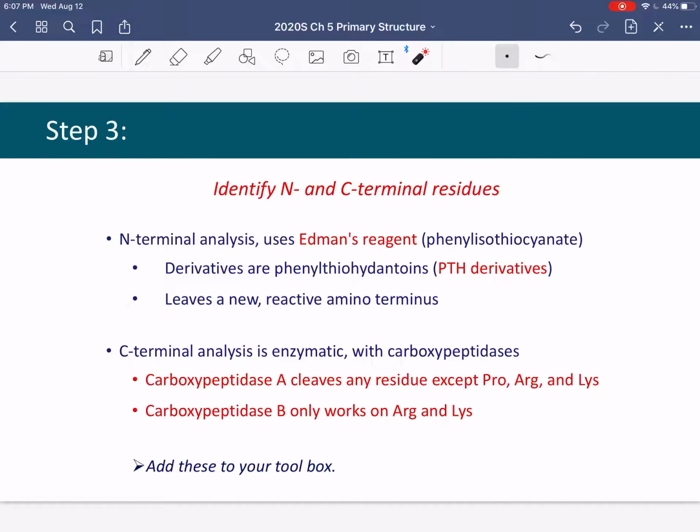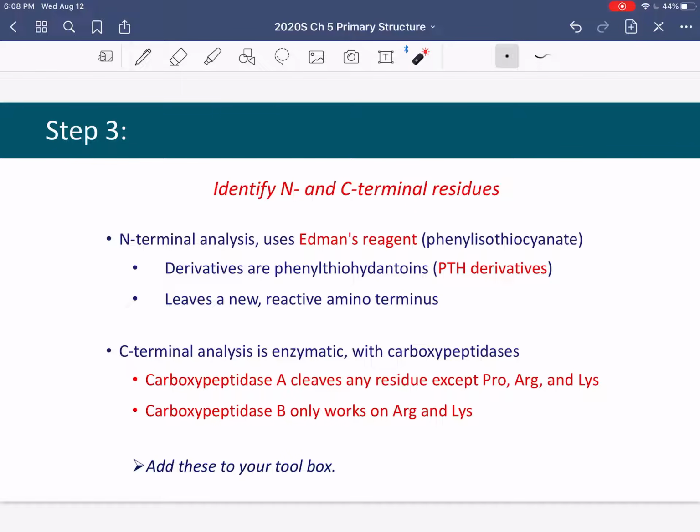Okay, in addition, we want to know the C-terminal amino acid, and we don't have a chemical for that. Instead, we have an enzyme, a protein that recognizes the C-terminus of another protein, and is able to catalyze the addition of water across the peptide bond between the second to last amino acid and the last amino acid. The last amino acid is not connected to another amino acid with a peptide bond, so it's going to cleave the peptide bond before the last amino acid, okay?